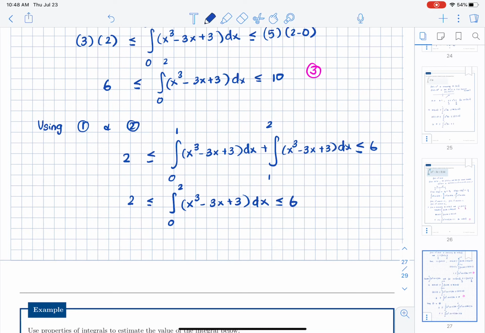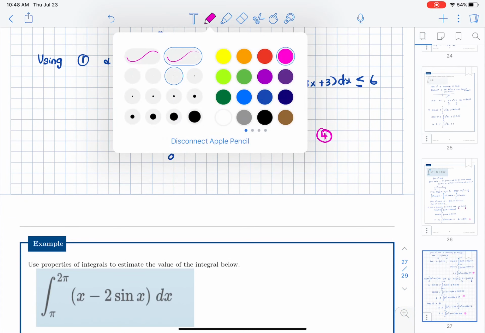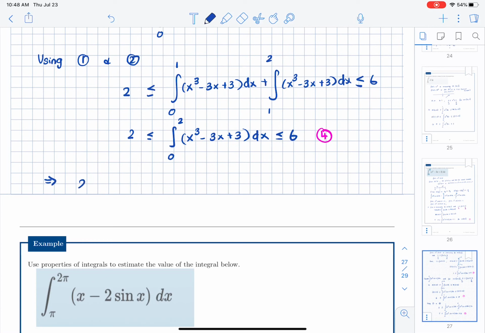Now if we combine 3 and 4, we could conclude that the smallest value of the integral has to be 6.